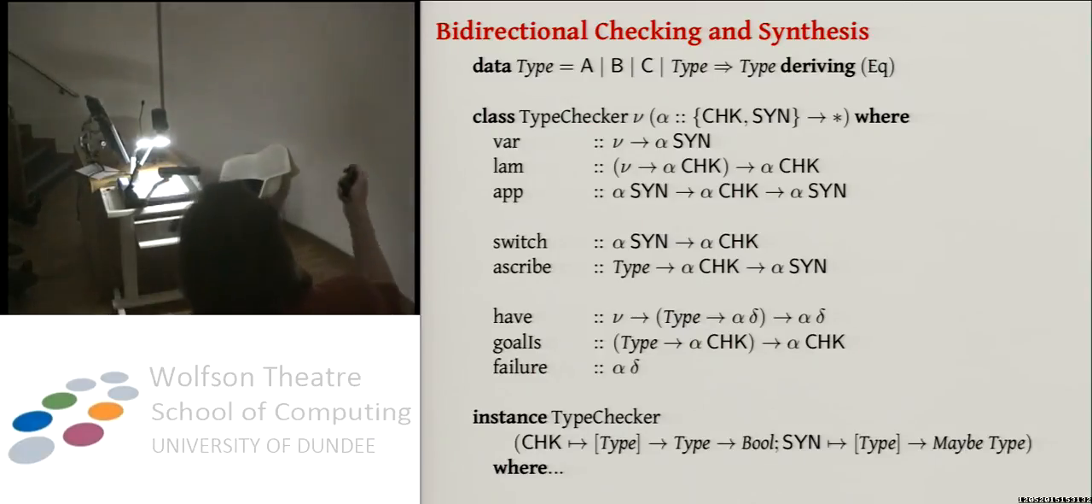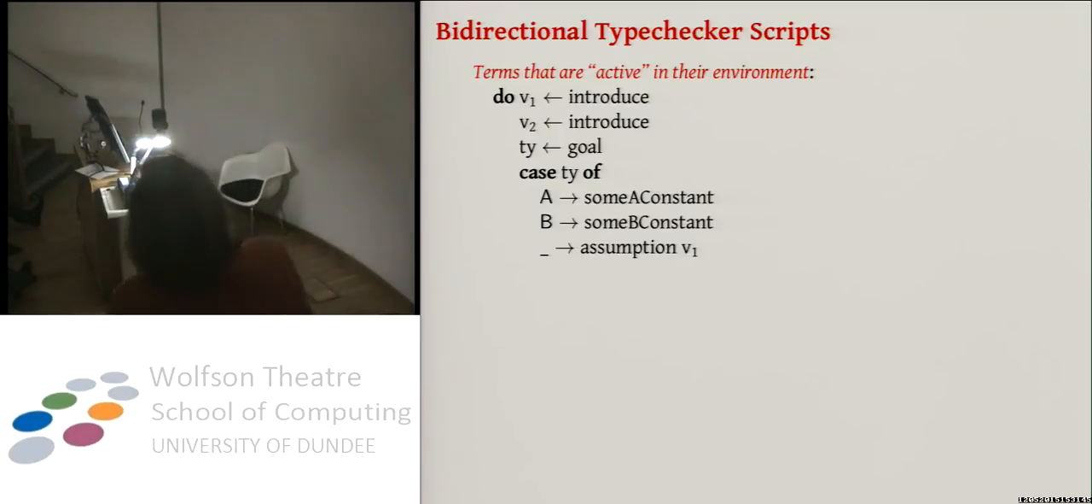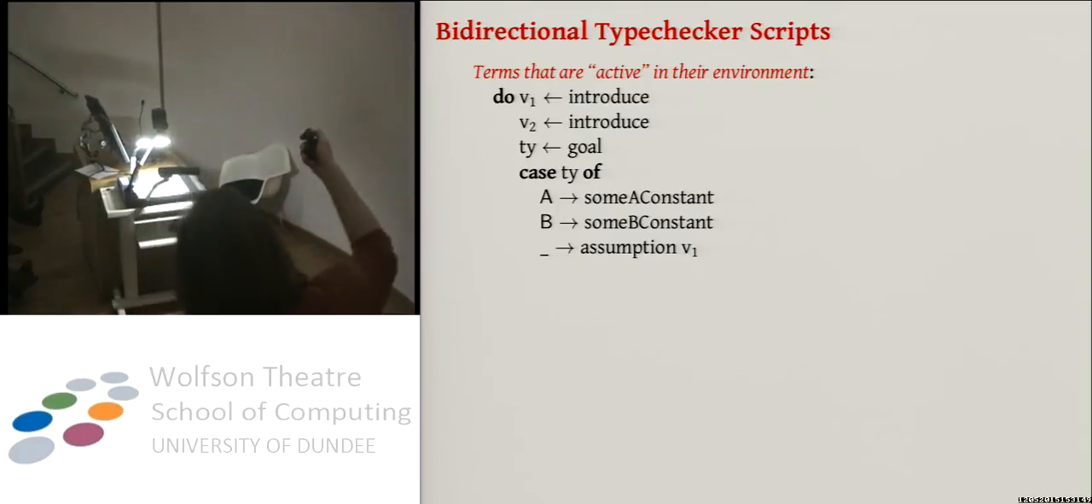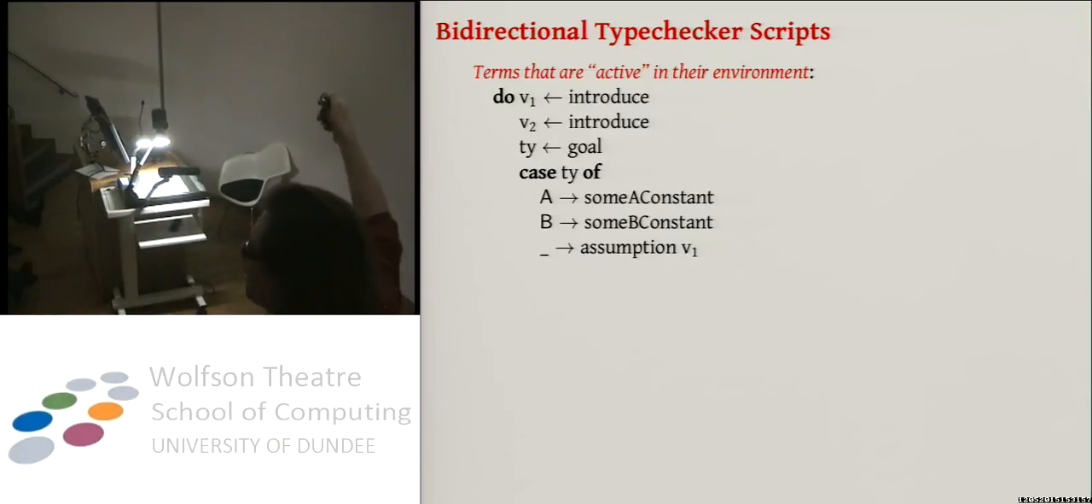And here's how we might implement this as the type checker. The checker takes a list of types in the context and the type it is meant to be, and returns yes or no. Synthesis takes a list of types in the context and returns maybe some type. But now we can write terms that are active in the environment they're being type checked in. So we have a script here where we no longer have to put type names, so we just introduce two assumptions. We find out what the current goal is, and then depending on what the current goal is, we can return two different things.